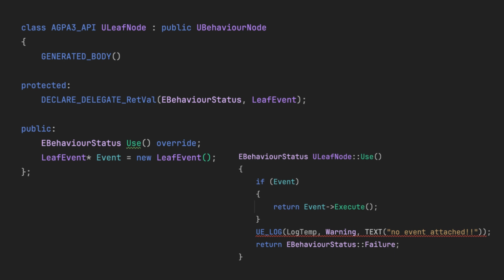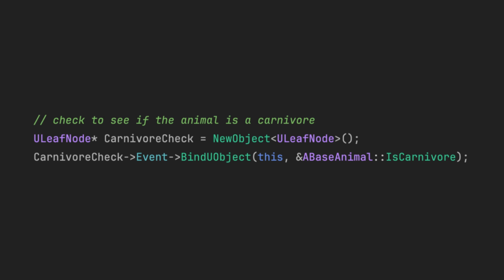Leaf nodes use delegates to run functions attached to them. So I have made a variable called event, which allows developers to bind a function to this event, which will be called in the use function whenever this leaf node is used. For example, this is me binding a carnivore check to a leaf node, and this allows me to attach this function into my tree, and I'll be able to reuse this leaf wherever I want.